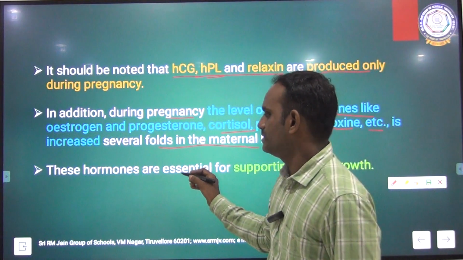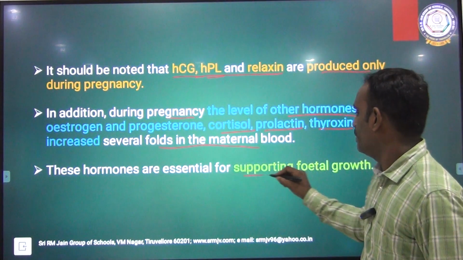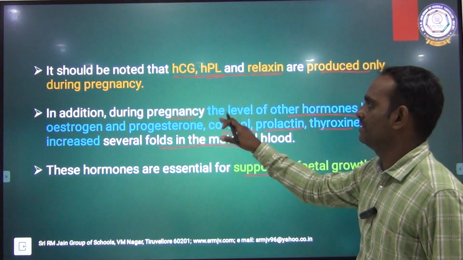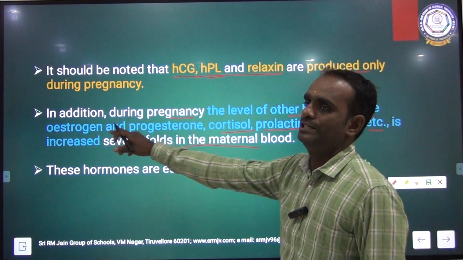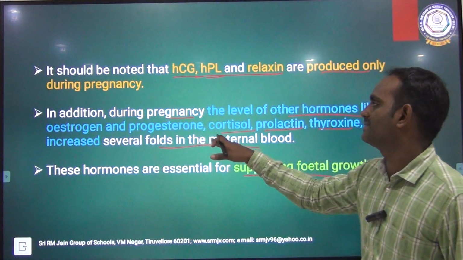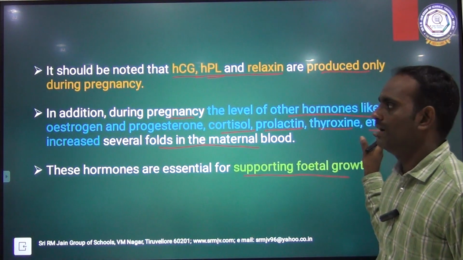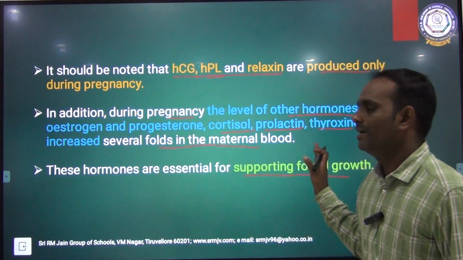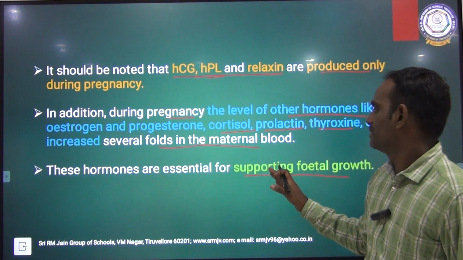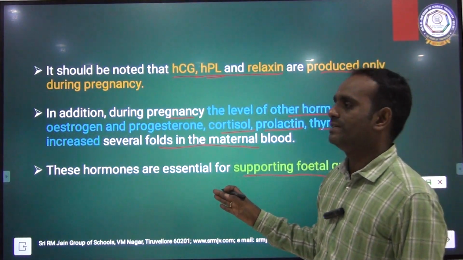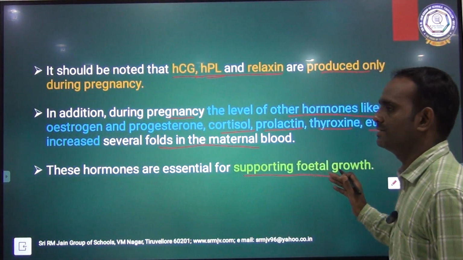These hormones are essential for supporting fetal growth. What are the hormones? Estrogen, progesterone, relaxin, cortisol, prolactin and thyroxine, etc. All these hormones are essential for supporting the developing fetus.